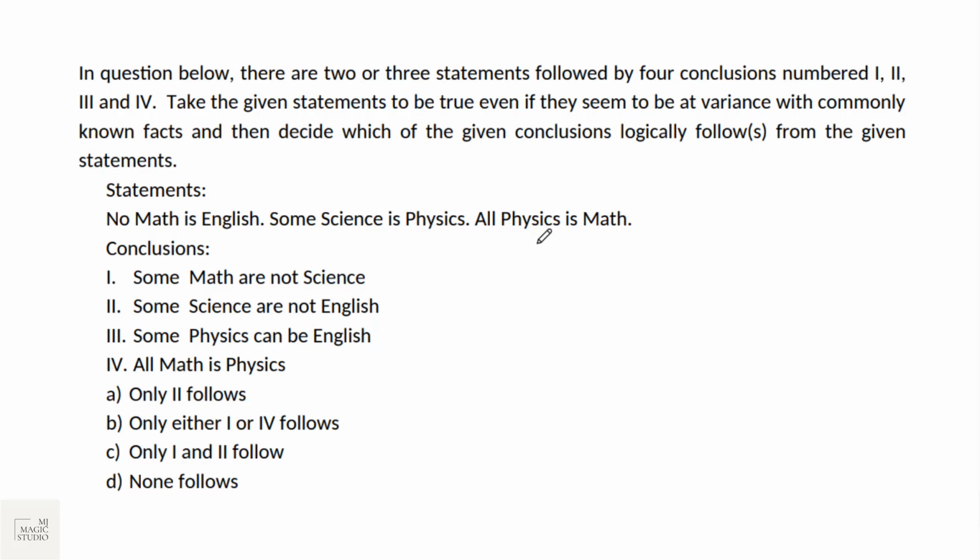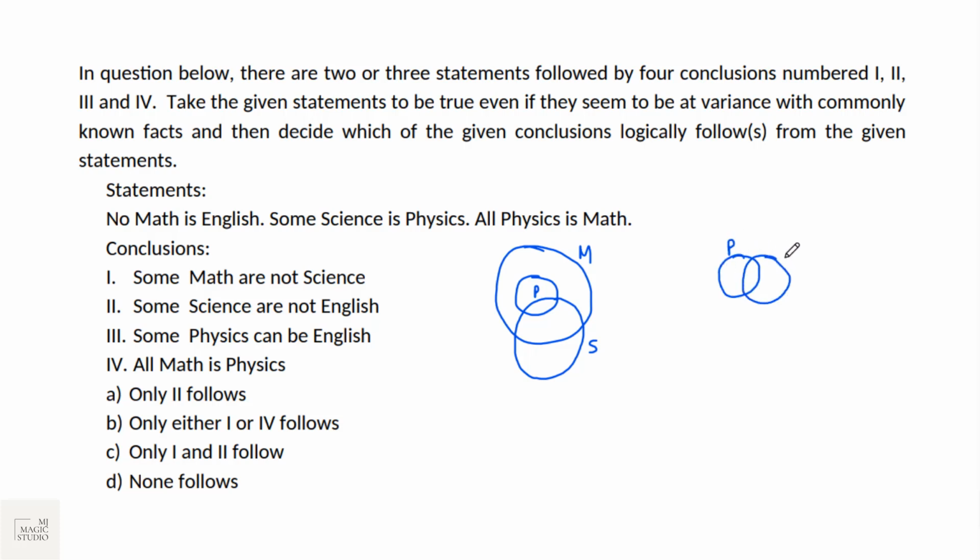Okay, one more from deductive logic. Let's see how we can draw the Venn diagram in this. No math is English, some science is physics, all physics is math. All physics is math. Some science is physics. I can have it like this: physics, science, and all physics is math. You can also have something like this.